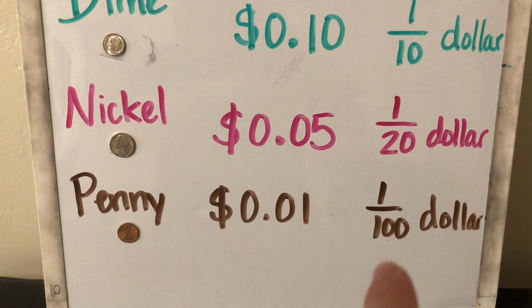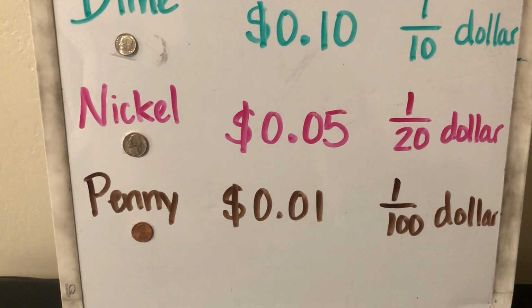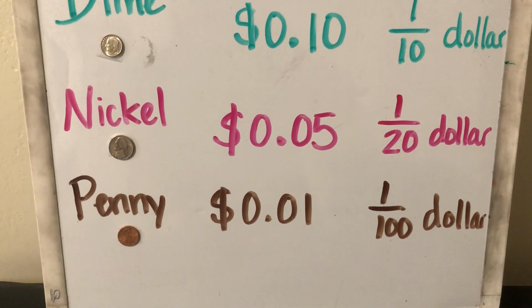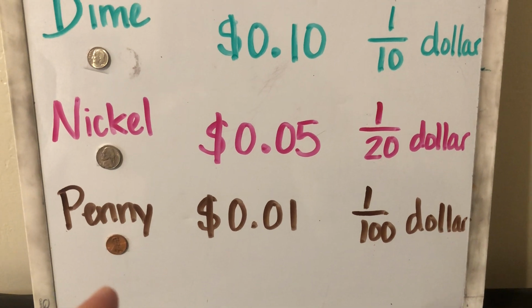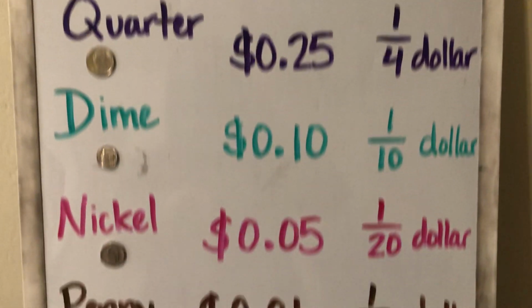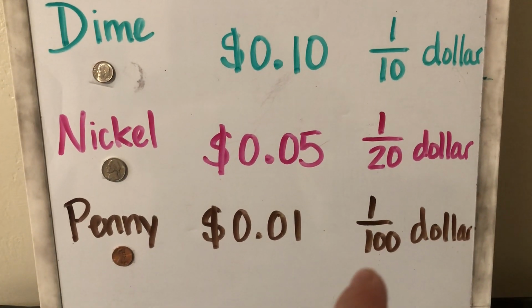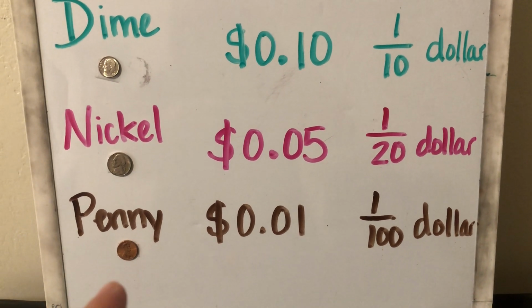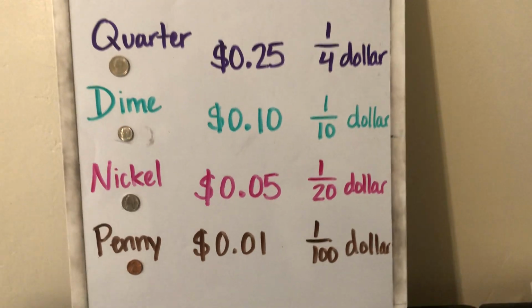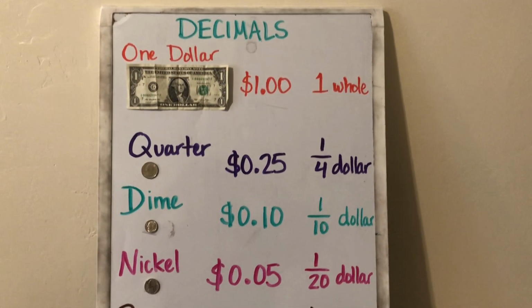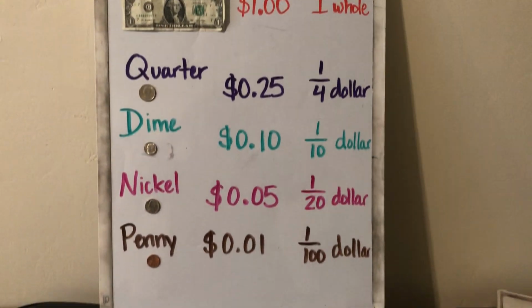And 1 penny is 1/100th of a dollar. Another way you can think of that, again, is how many pennies do you have to combine to make one whole dollar? One whole dollar? You'd have to combine 100 of them. So 1 penny is 1/100th of a dollar. All right? So that is our diagram of decimals using money.